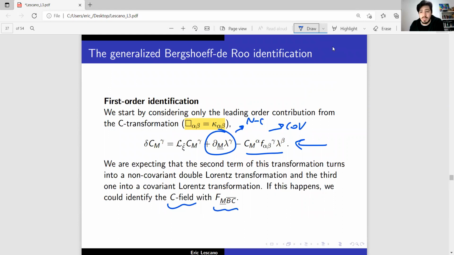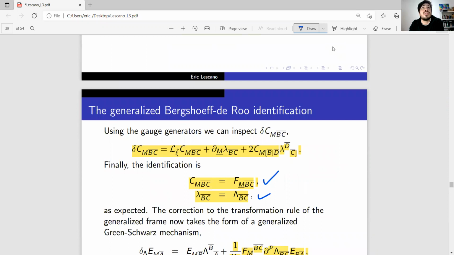We do not have the full story because we are performing an approximation in this transformation. When we approximate this transformation to the leading order, this C field transforms in the same way as the generalized fluxes. So I think it's 1:30 in Santiago. I will finish at 1:40 in order to respect the time.